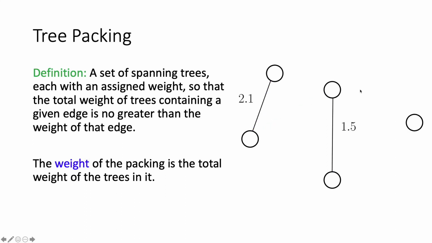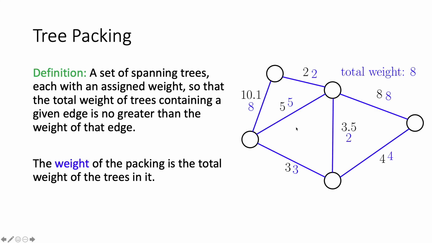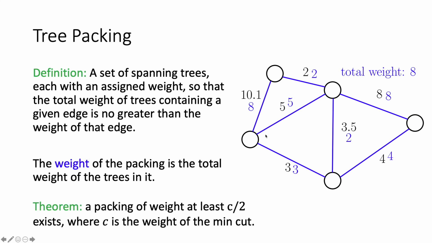Okay, so now I have a disconnected graph G. I can't repeat this procedure anymore. If I take the union of all of the spanning trees I've packed, we see that it has total weight 8, and you can see the capacities that I've used, and there's actually some remaining capacity on just these two edges. Now there's a theorem that says that a packing of weight at least C over 2 exists, where C is the weight of the minimum cut.